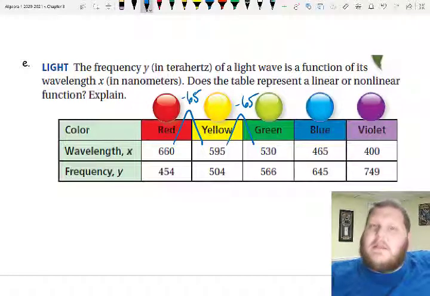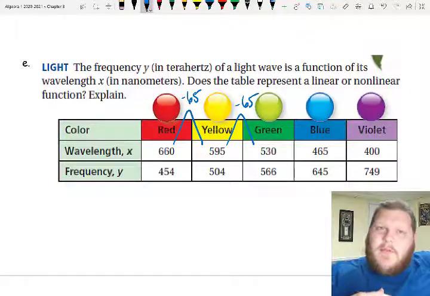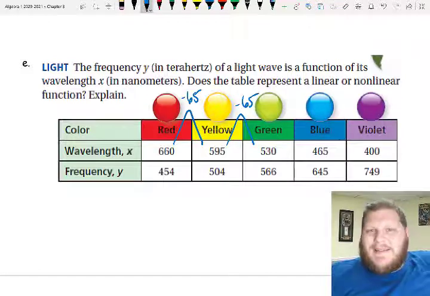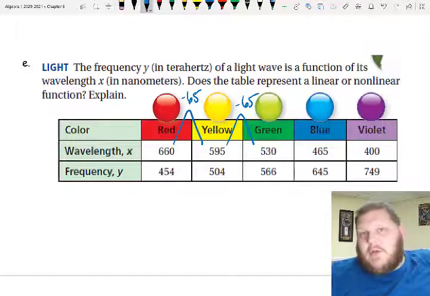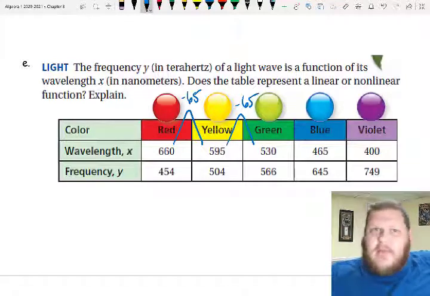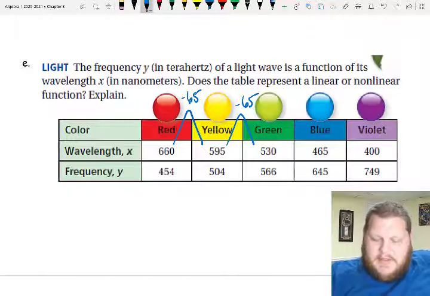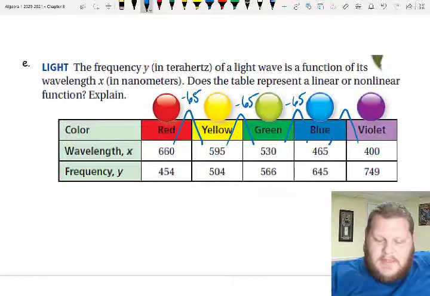530 down to 465. So to find what that rate of change is, you do your second point minus the term that came before it. So in this one, what I'm doing here is 595 minus my 660. That tells me what I have to do in order to get down to 595, in case anyone was not picking that up, or in case I didn't say that earlier. So 465 minus 530 is also negative 65, and then of course 400 minus 465 is a negative 65.